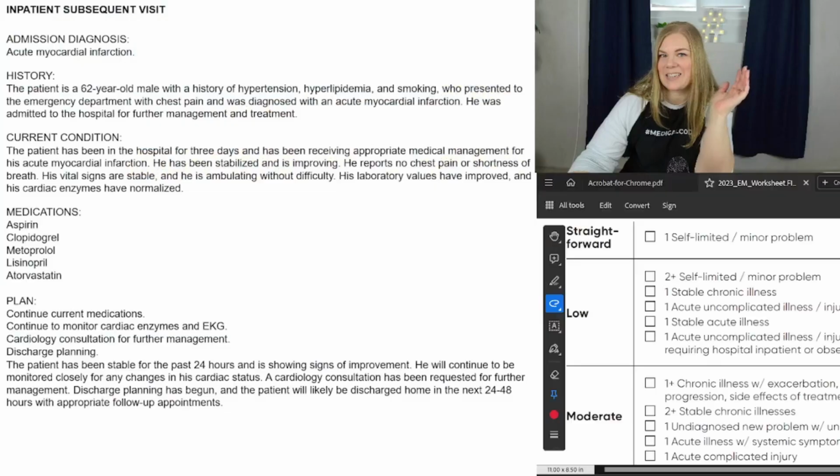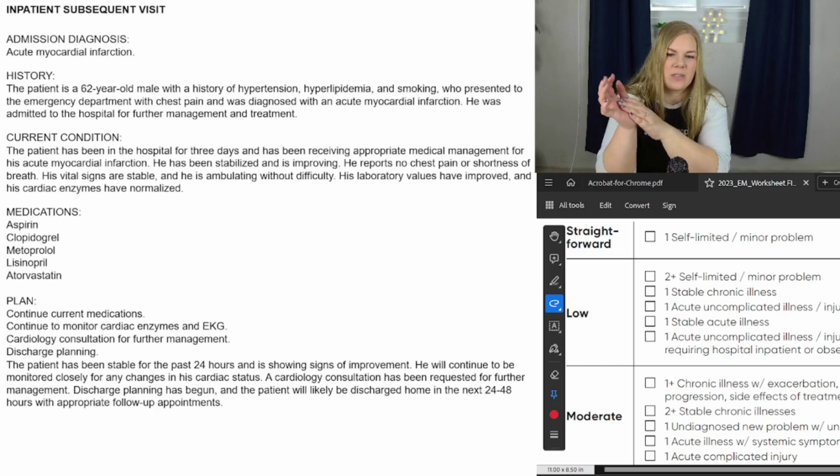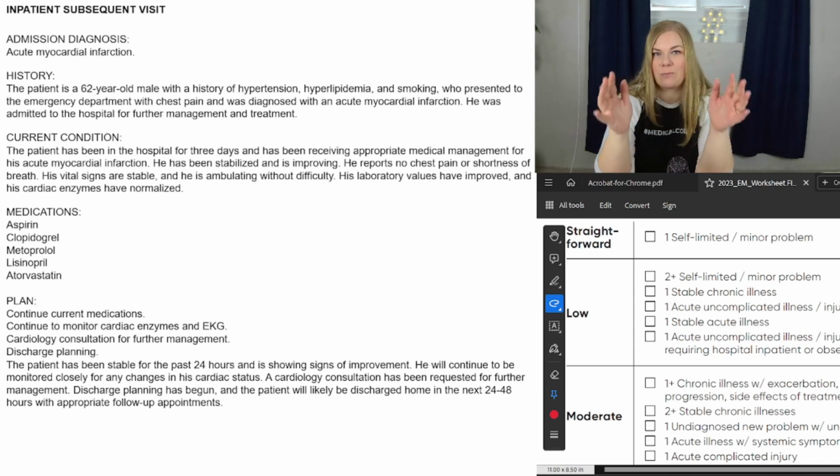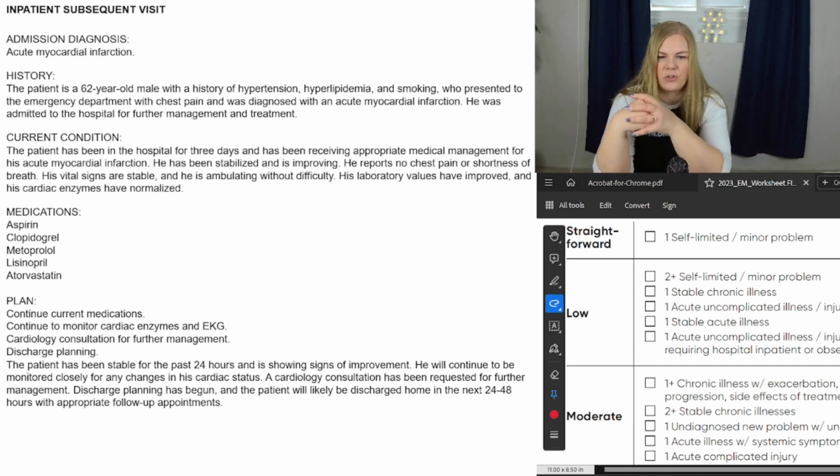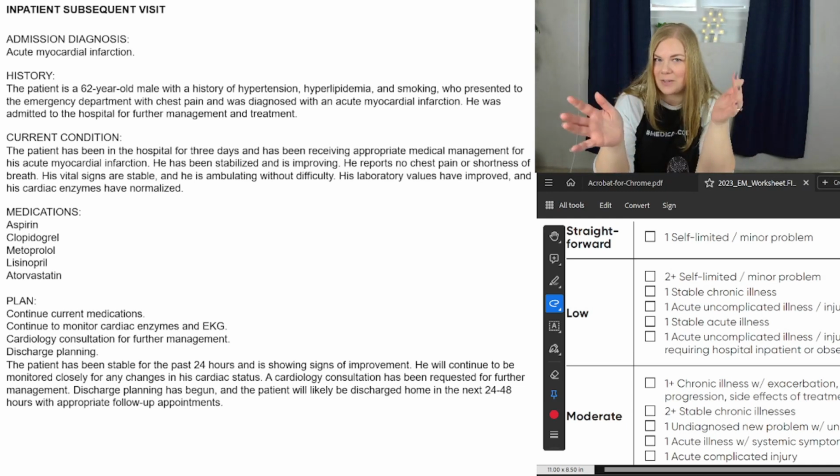Now let's take a look at this next case. It is a subsequent hospital visit. Patient was admitted for acute myocardial infarction, which sounds severe, but when we actually look through this note, we can see this patient is pretty well stabilized. They're saying, hey, we're going to discharge them probably in the next day or so, but there's still some things going on. We still actively have them on some medications. We're still just making sure that they are stabilized. But this looks like it's not going to be a high complexity visit.